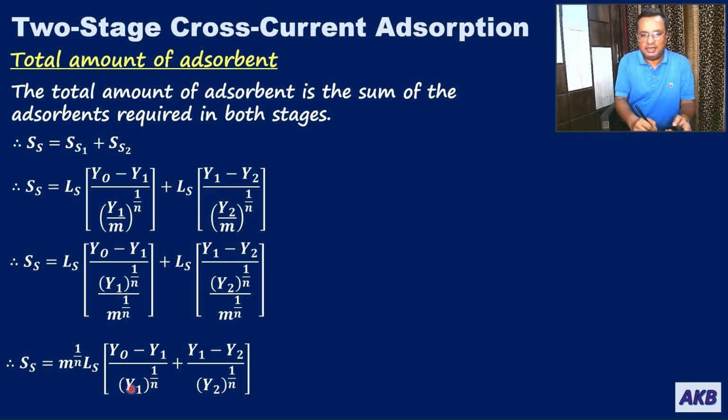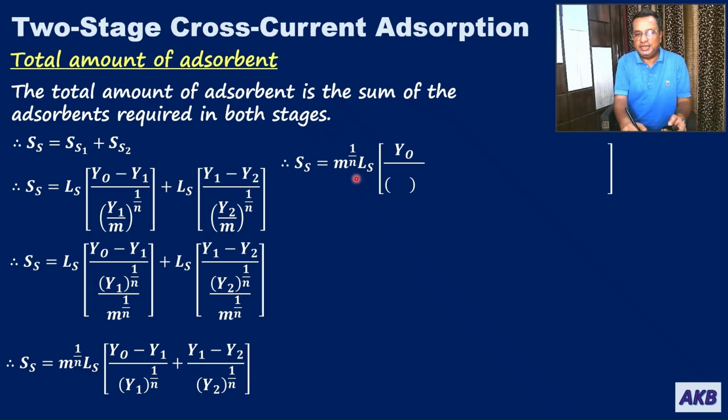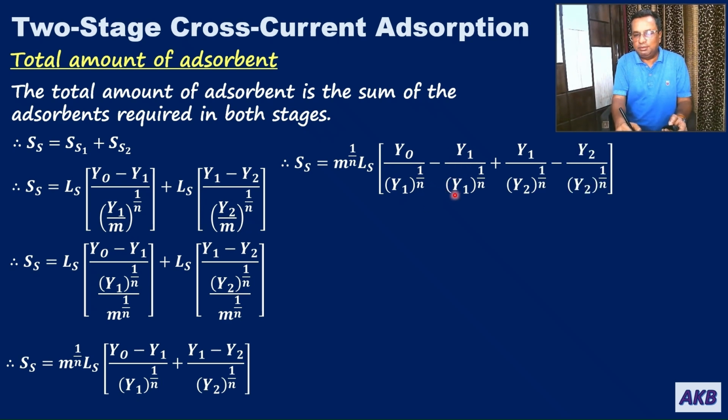Now in the next step, I will separate the denominator in each term. So SS will be equal to m raised to 1 by n into LS into Y0 upon capital Y1 raised to 1 by n minus capital Y1 divided by capital Y1 raised to 1 by n plus capital Y1 divided by capital Y2 raised to 1 by n minus capital Y2 divided by capital Y2 raised to 1 by n. So I have separated the denominator.